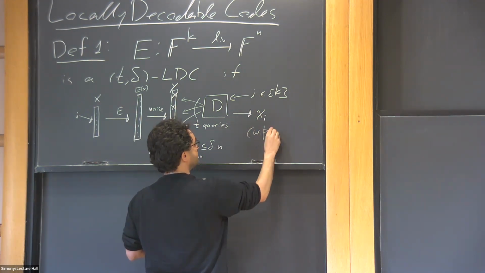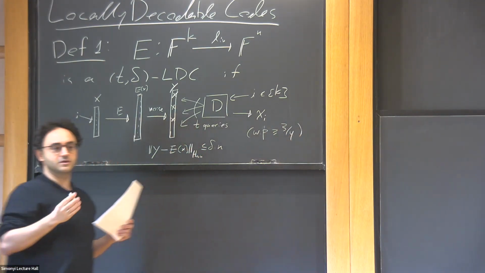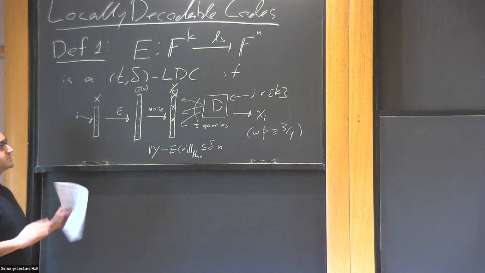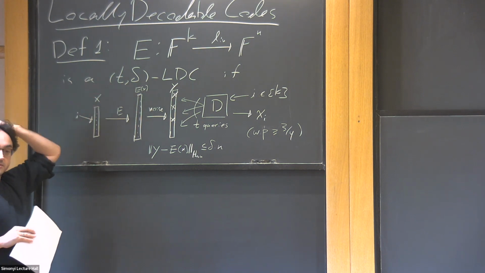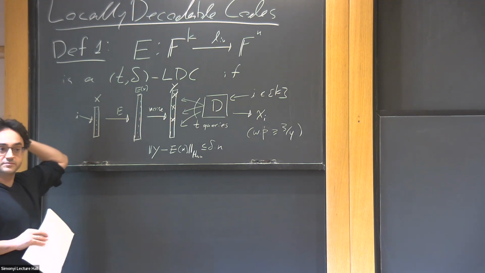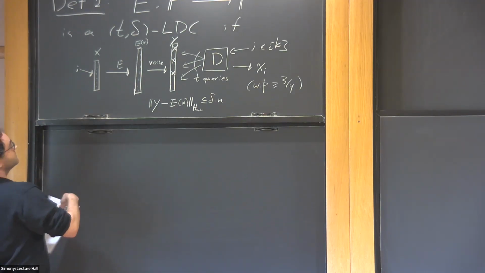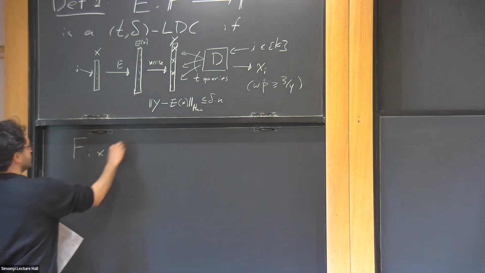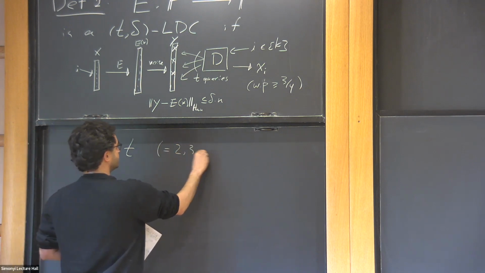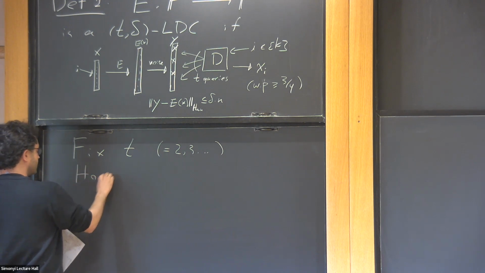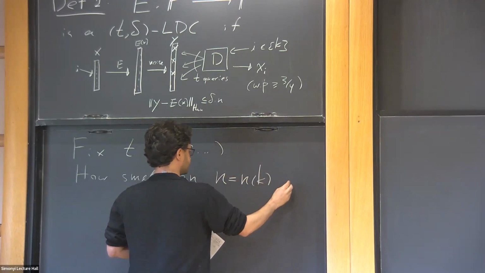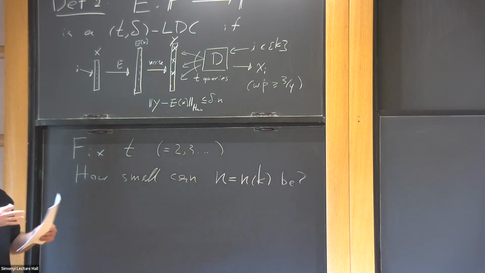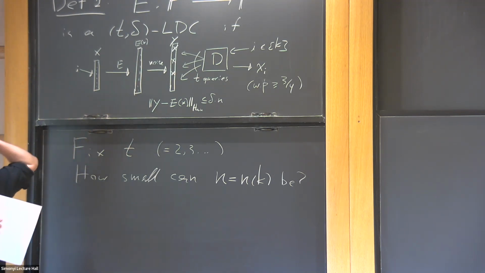So let's just fix the probability here to be 3/4. It doesn't really matter, as long as it's better than a random guess. So we'll just fix it to 3/4. Think of delta as some constant. Again, delta doesn't matter. It can be any constant. We're not going to worry about it too much. We really care about t. So in this setting, we'd like to fix t, let's say 2, 3, and so on, and ask how small can n be. So n is a function of k. We like infinite families of codes where k grows, and n. So ideally, maybe n can be polynomial in k for some fixed t.